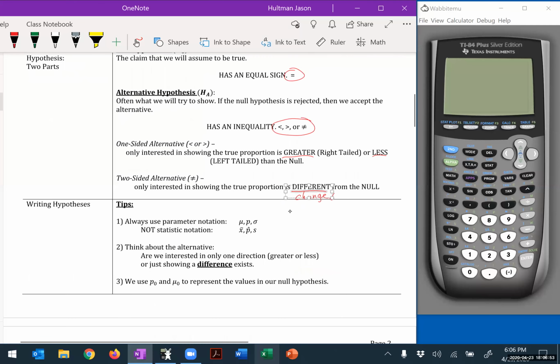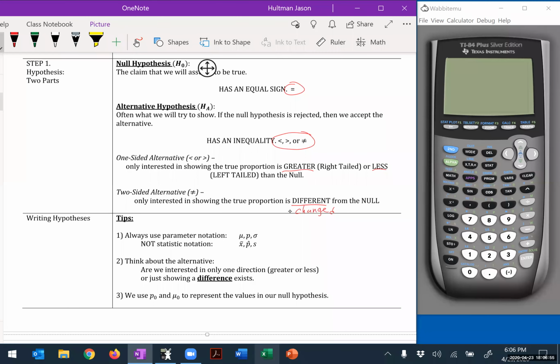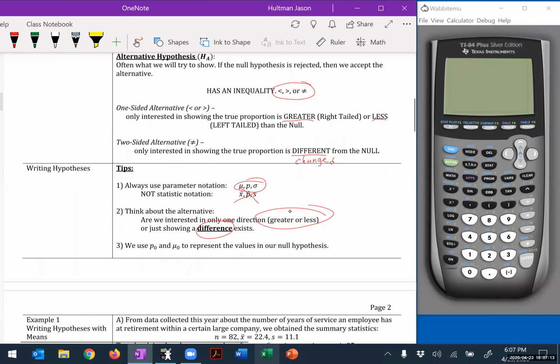Tips. Always use parameter notation. Do not use statistic notation in your hypotheses. Number 2, think about the alternative. Are we interested in one direction only, or just showing that a difference has occurred? Which one do we want? We use p naught and mu naught to represent the values in our null hypothesis. Today we're going to focus on mu naught.